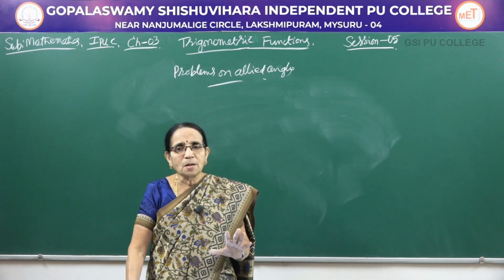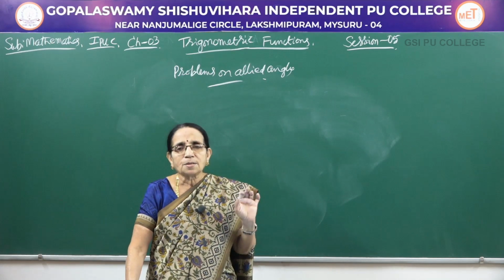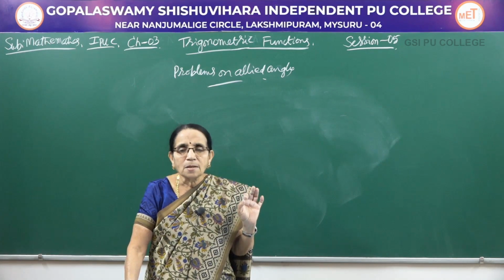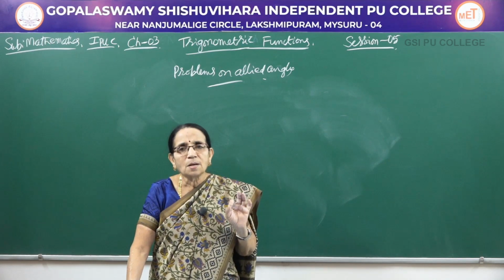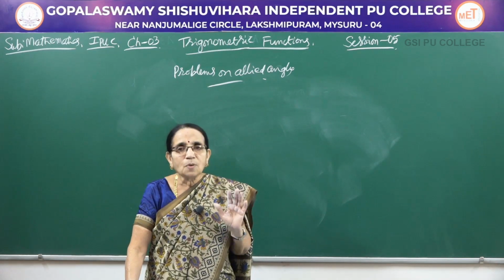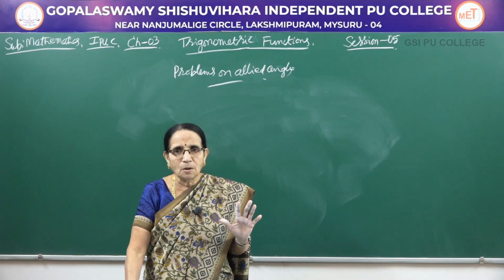So you know now that in the first quadrant all of them are positive, all the ratios are positive. Second quadrant, sine and cosecant are positive. Third one, tan and cot are positive. Fourth one, secant and cos are positive. So you have to bear that in mind, in which quadrant which ratio would be positive or negative.